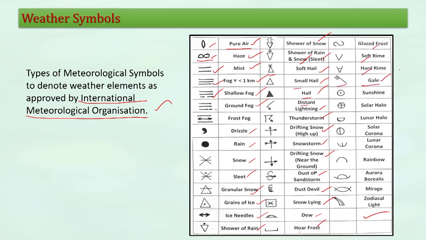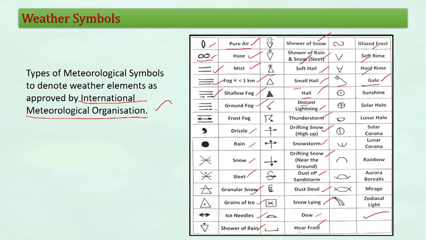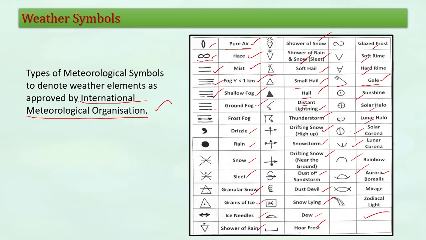Gale is important, a type of wind based on velocity, I will explain. Then sunshine, visibility, sun halo, lunar halo, solar corona, lunar corona, lunar meaning it is related to the moon, you know, rainbow, aurora, which is created in the ionosphere, an interesting concept you might know, mirage, zodiacal light. All these are important, you should be familiar with these weather symbols to interpret a weather report in a better way.